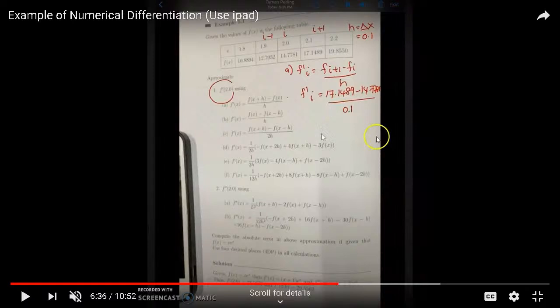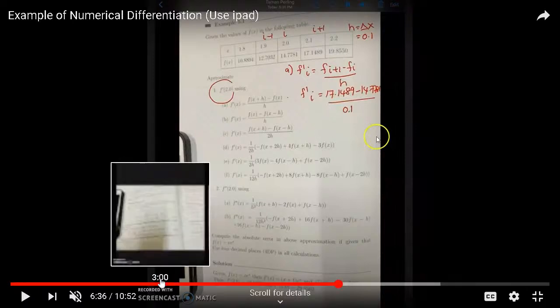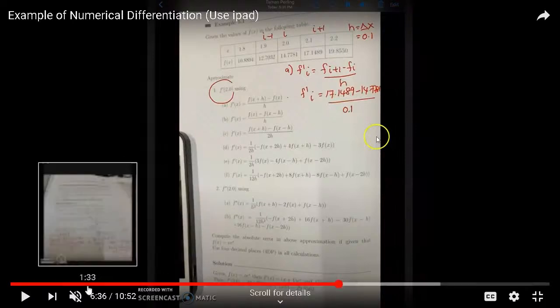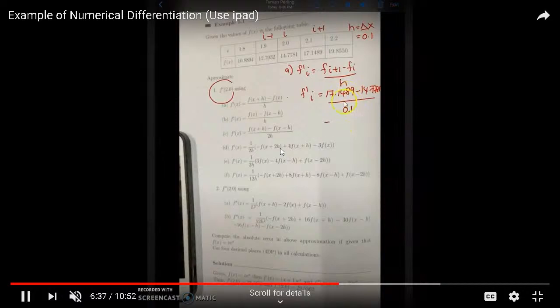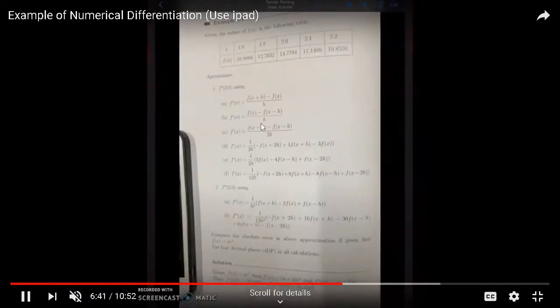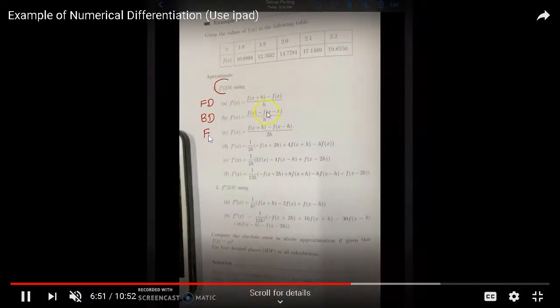Okay, 23.7080. We can also find another value using the center difference formula, because at 2.0 at the center, you can find the values at i plus 1 and i minus 1. All right, so we just did the forward difference formula, then the backward difference formula, and now the center difference formula.